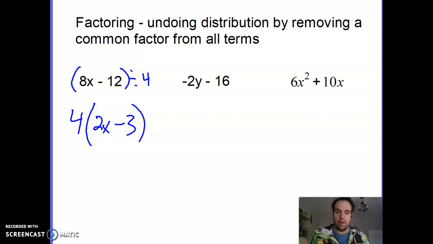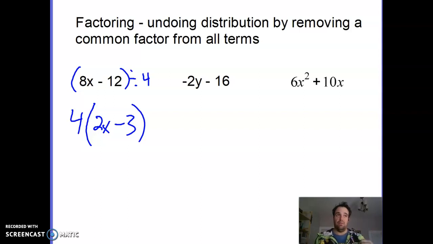I do the same thing for my next one. To identify the biggest number I can take out of both -2 and -16: whenever I have a term, in this case, or an expression that starts with a negative, I'm going to want to try to take out the negative as well.